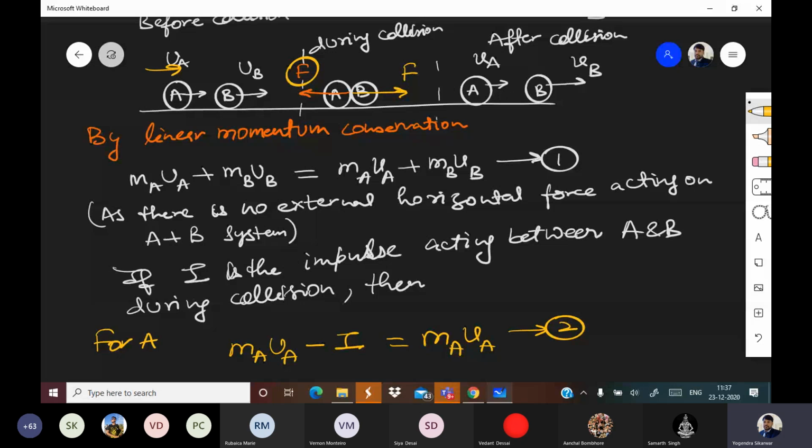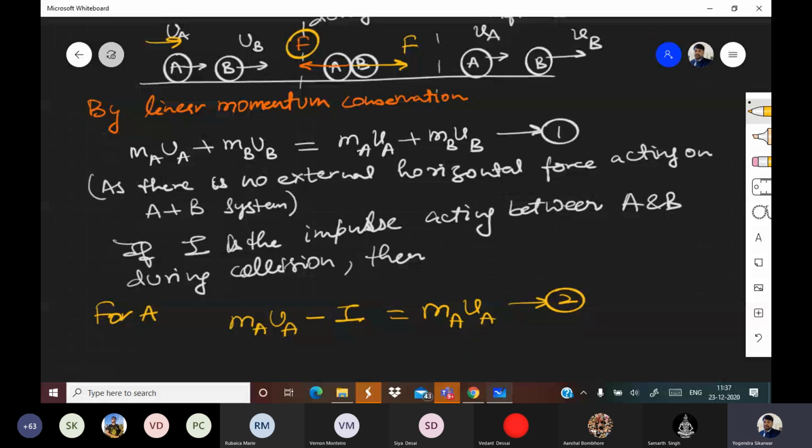Is there any doubt in this? Okay, pay attention everyone. Initial momentum plus impulse is equal to final momentum. All right, this is for A.